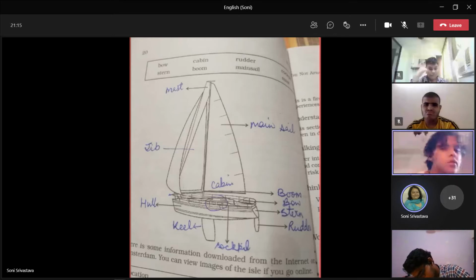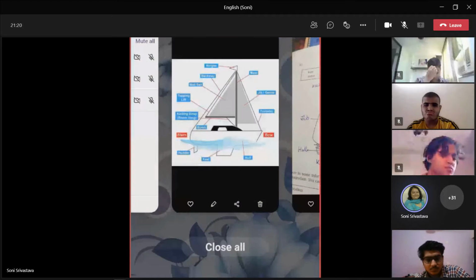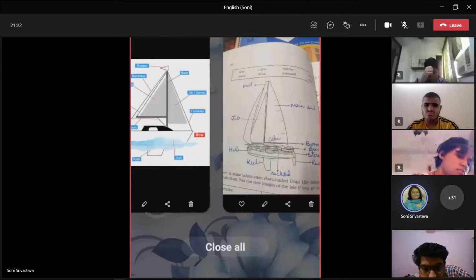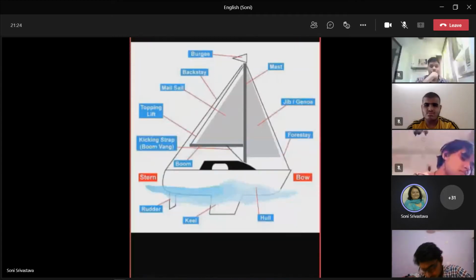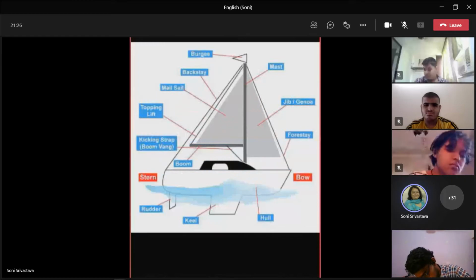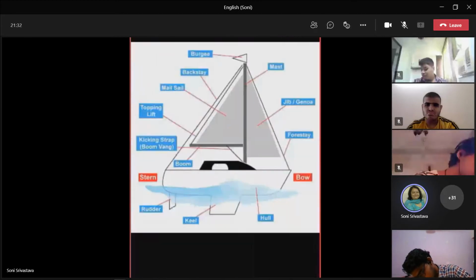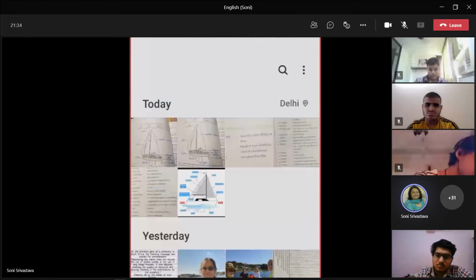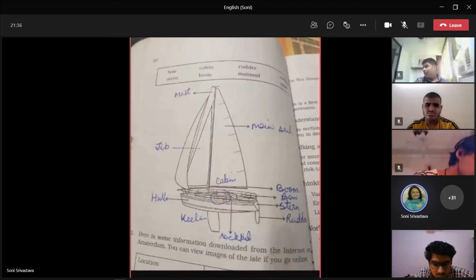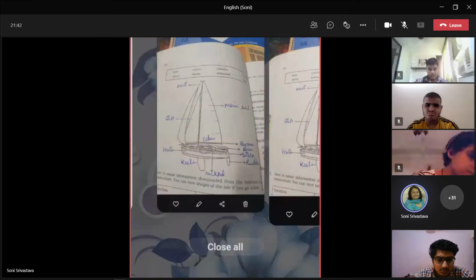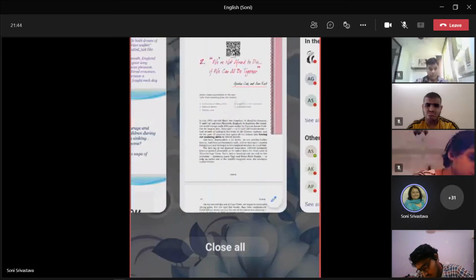All of you can have this photograph as well. I'll share it with you as well. These both the things, see this one and this one. This is more elaborate. The topping, nail sail, backstay, all these things are given. In this one, which you have in your class, it's slightly a skeleton picture kind of a thing. Fine. Okay, now coming back to the chapter.